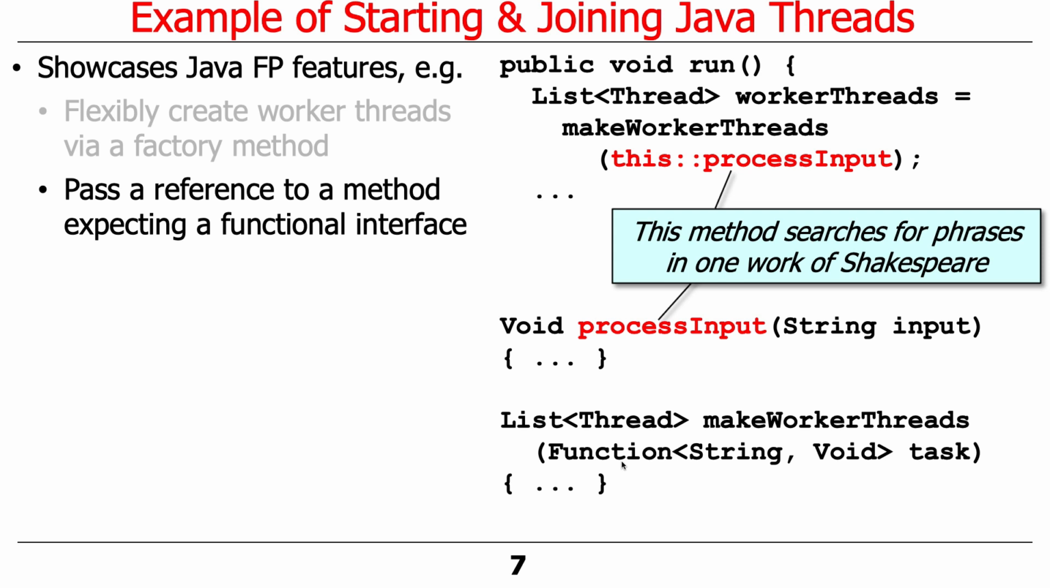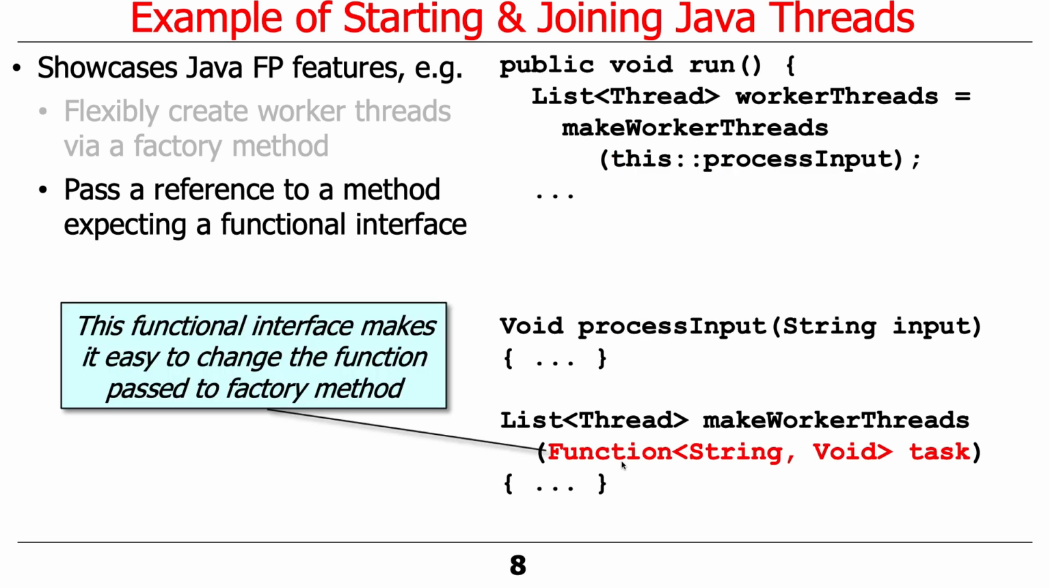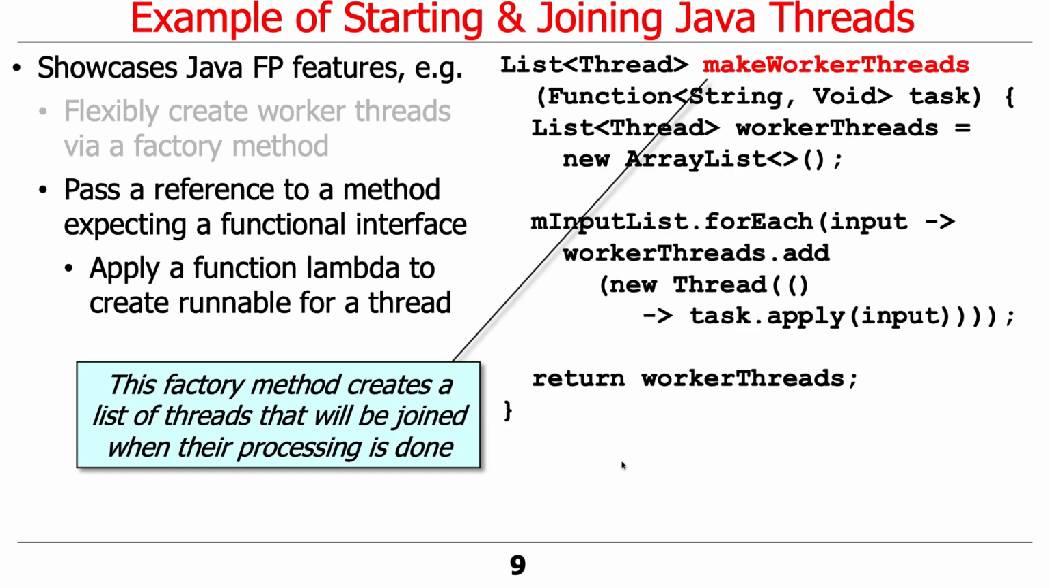Remember we talked before about how Java 8 makes it easy to do functional parameterization or behavioral parameterization. We can pass in different behaviors and get different results. So the make worker threads method can be reused in many different contexts. So speaking of which, let's take a look at make worker threads.